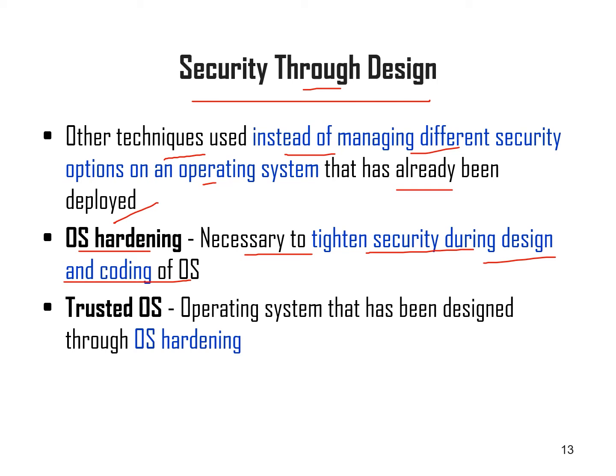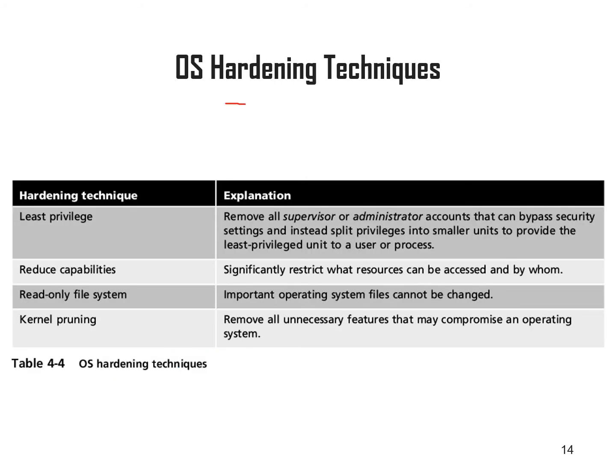What is meant by a trusted OS here? An operating system that has been designed through OS hardening is called a trusted OS. OS hardening means tightening the security during the design and coding of the OS itself. If I am using an operating system that already has tightened security from its design and coding, then that is called a trusted OS. Different techniques exist for OS hardening: least privileges, reduced capabilities, read-only file systems, and kernel pruning.